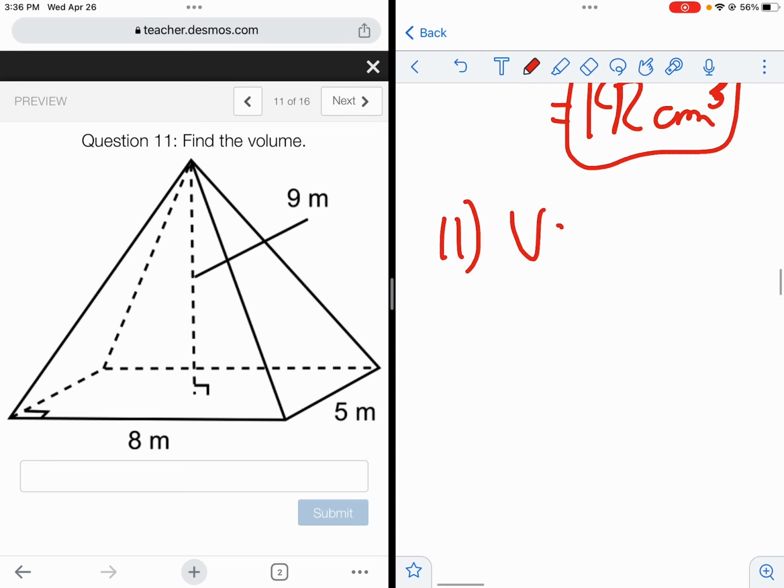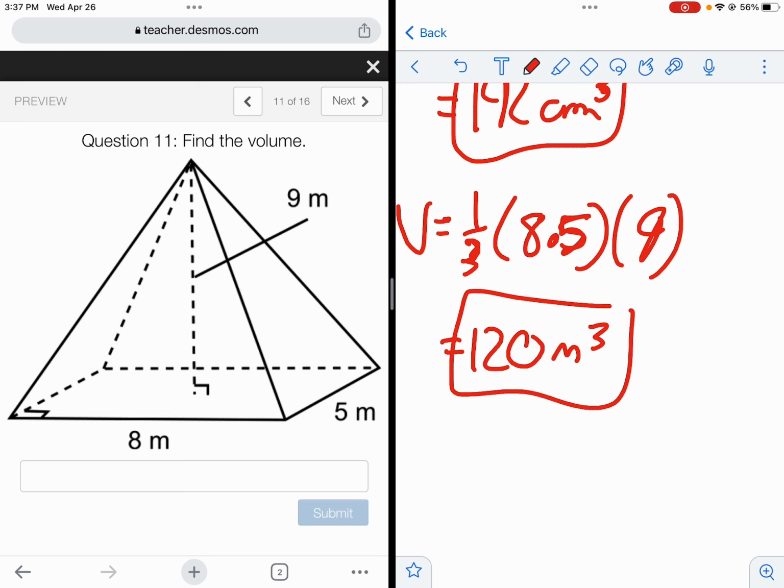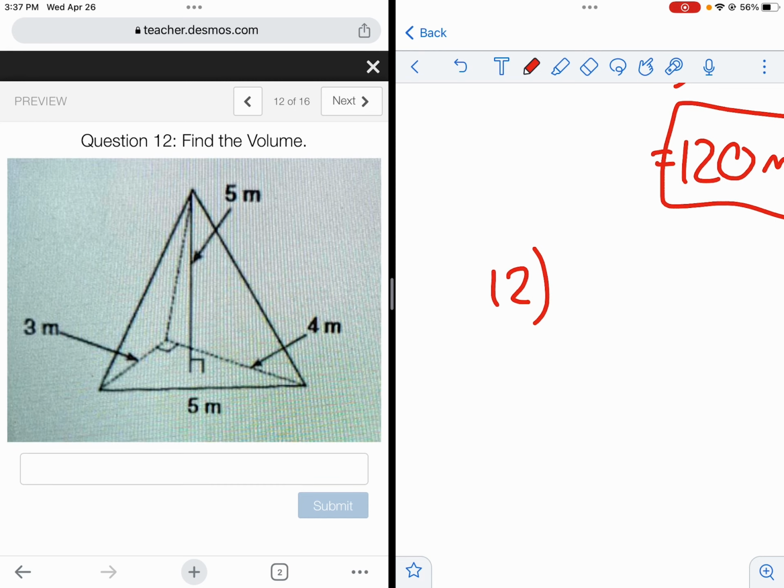Number 11. Same thing. V is equal to 1/3. Make sure when you have a cone or a pyramid, you're doing 1/3 area of the base times the height. So 8 times 5 is my area of the base, since it's a rectangle this time, times the height, which is 9. Should be 120 meters cubed. That's your answer.